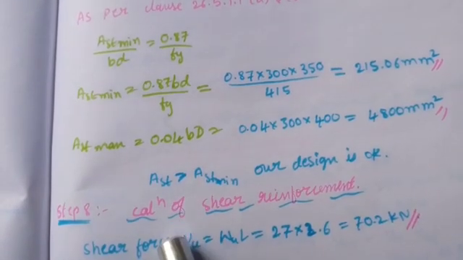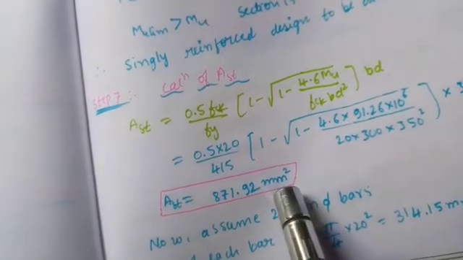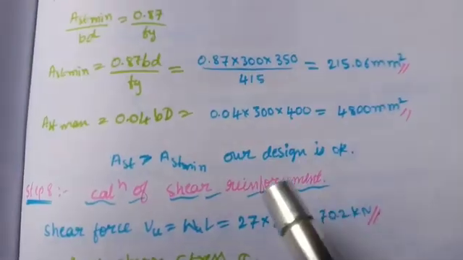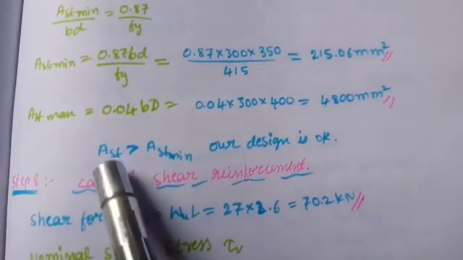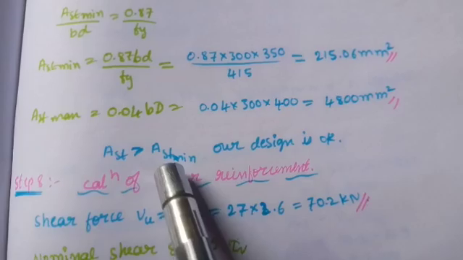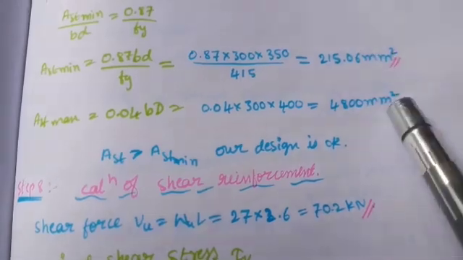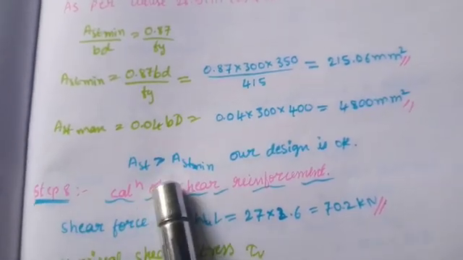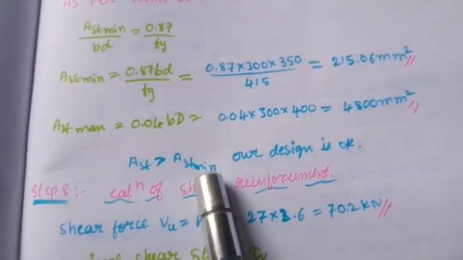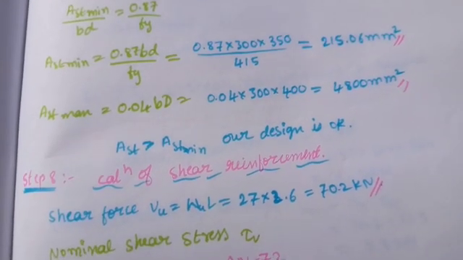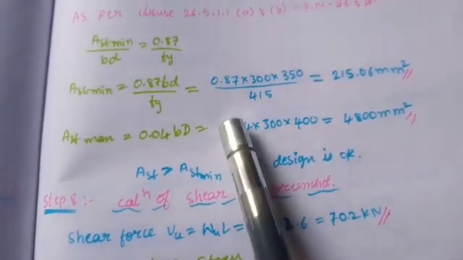So our Ast value which we have calculated is how much? That's 871.92 mm square we got. So our Ast value lies in between Ast minimum and Ast maximum. So that's why our Ast is greater than the Ast minimum. Our design is safe because our value lies in between Ast minimum and Ast maximum. So now we can design further. Now we have satisfied one more codal rule.